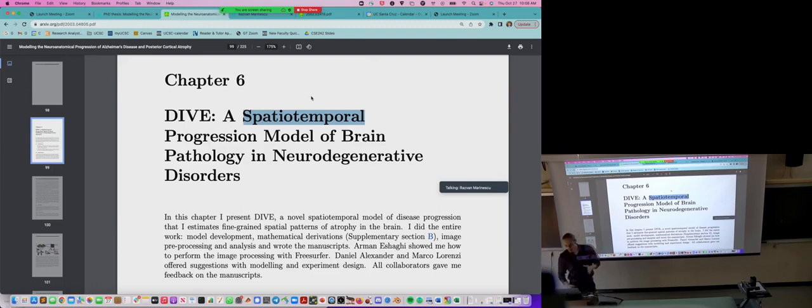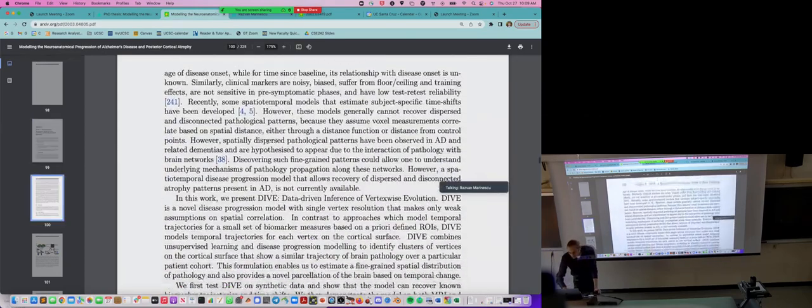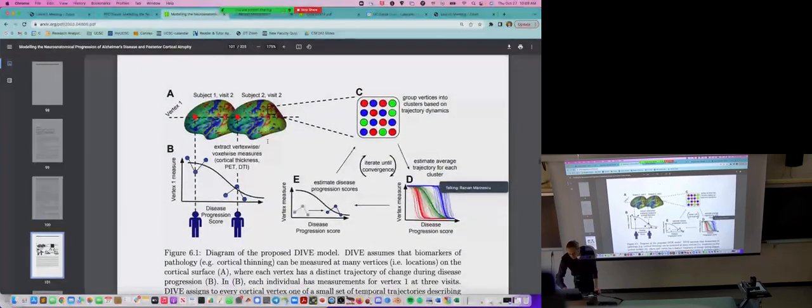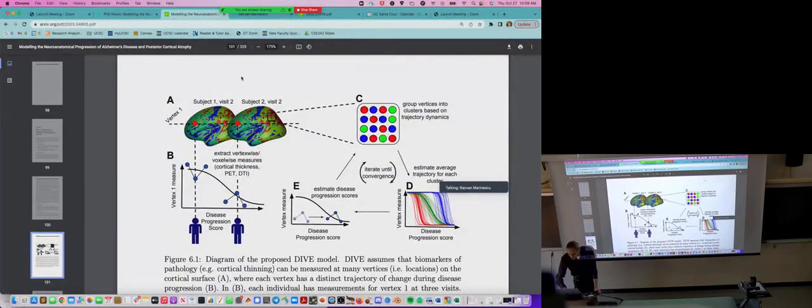So it was taking into account both space and time, and of course, it was modeling brain pathology in neurodegenerative diseases like Alzheimer's disease, which is a type of neurodegenerative disease, but there are many other diseases that are not like Alzheimer's. So let me show you this diagram, which I think is key.